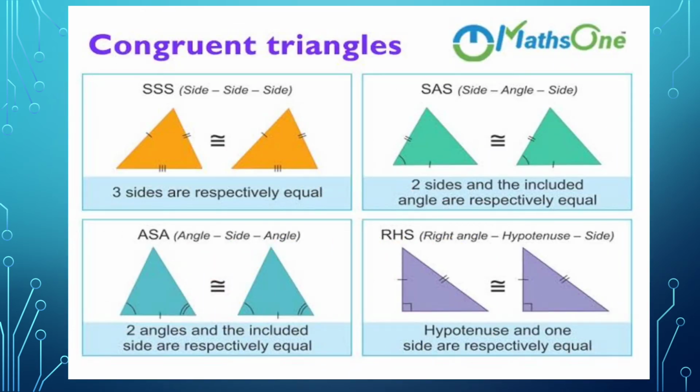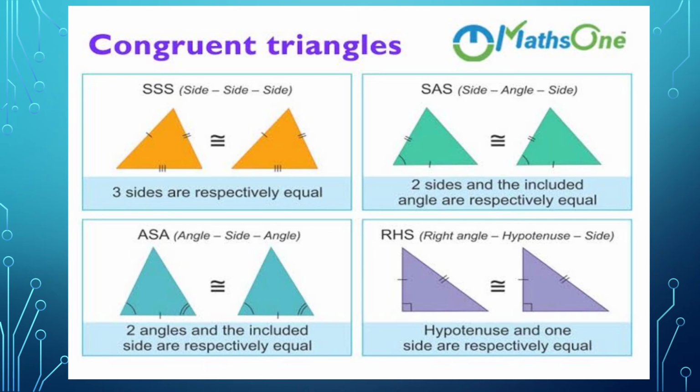So this is the important thing in our chapter. The topic is congruent triangles. We have four kinds of congruence properties: SSS congruence, SAS congruence, ASA congruence, and RHS congruence. SSS means side, side, side. All the sides in the triangles should be equal in length. Three sides are respectively equal.